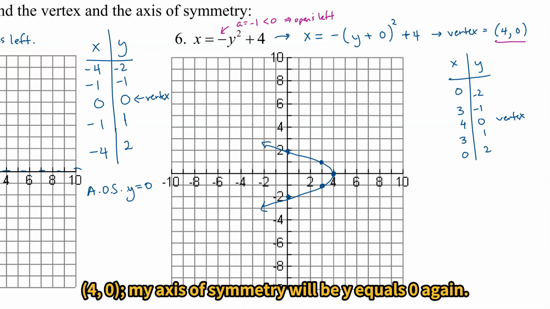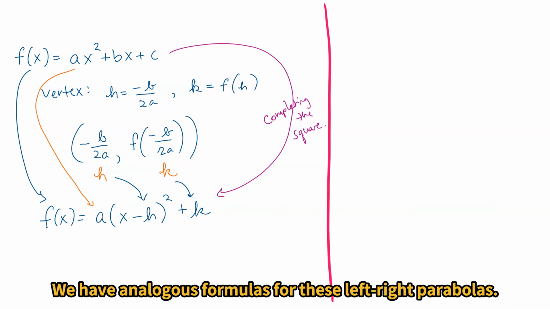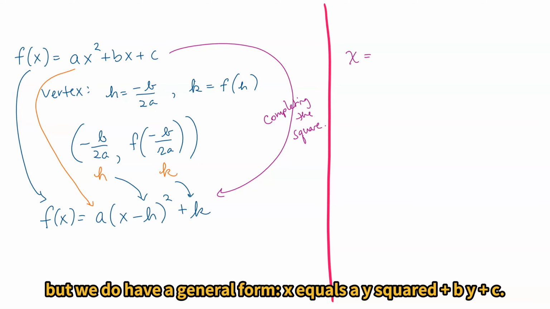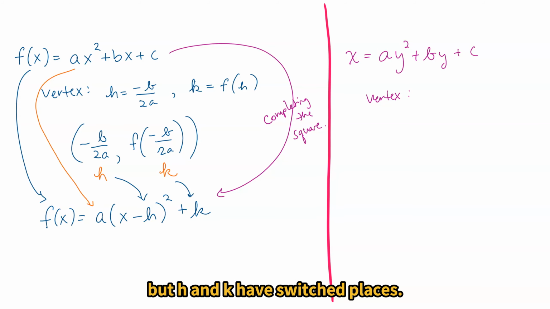The vertex being (4, 0), my axis of symmetry will be y equals 0 again. Going back to what we talked about in context of functions, we have analogous formulas for these left-right parabolas. We don't have function notation, but we do have a general form, x equals ay squared plus by plus c. The vertex can still be found using these same formulas, but h and k have switched places.